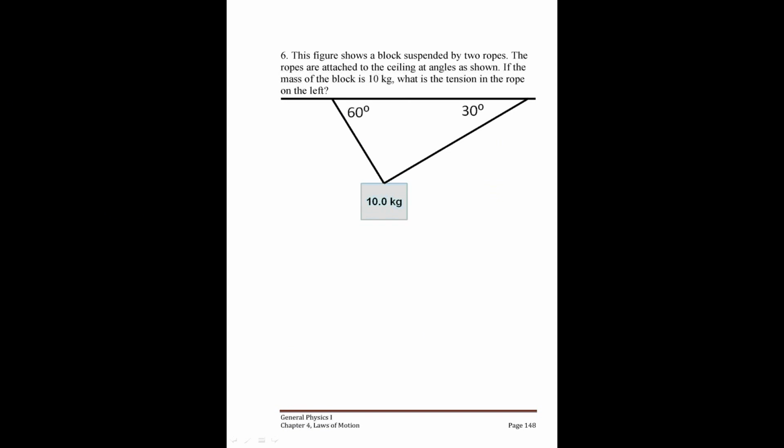All right, this figure shows a block suspended by 2 ropes. The ropes are attached to the ceiling at angles as shown. If the mass of the block is 10 kilograms, what is the tension in the rope on the left? All right, so I want to list my forces here.